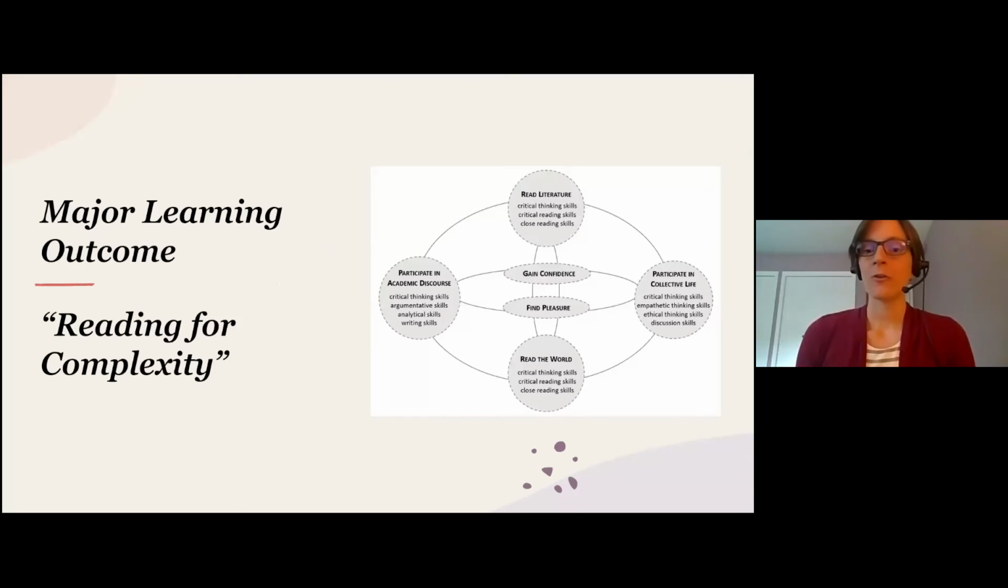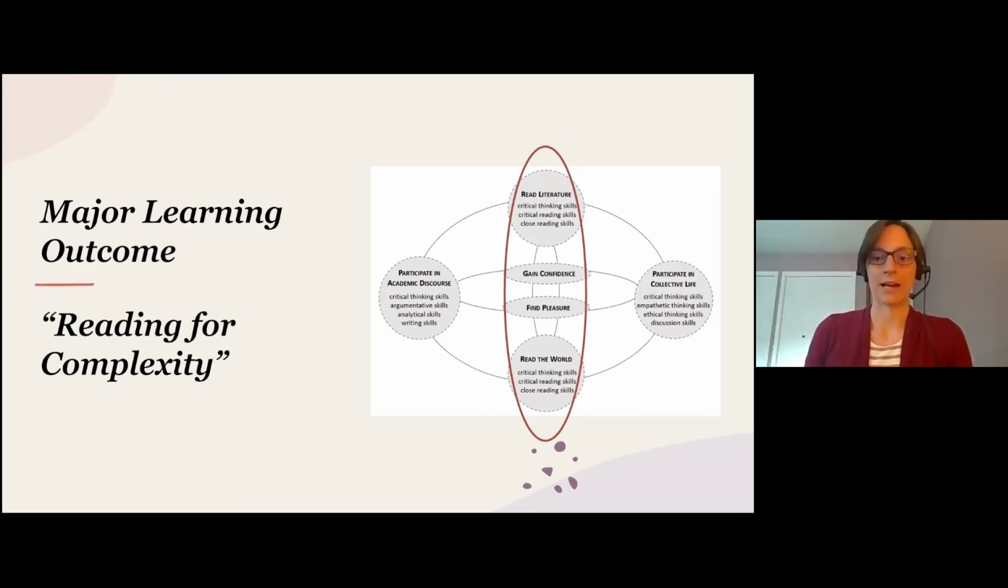So part of my analysis of the interview data was to develop an outcomes map that categorizes the many learning outcomes that participants identified in their interviews. There were two major outcomes categories: reading literature and reading the world, that defined the single learning outcome that all instructors sought to teach and assess, which is what I have called reading for complexity. So reading literature and reading the world, which in the image on the screen right now, I've circled along this vertical axis in the outcomes map.